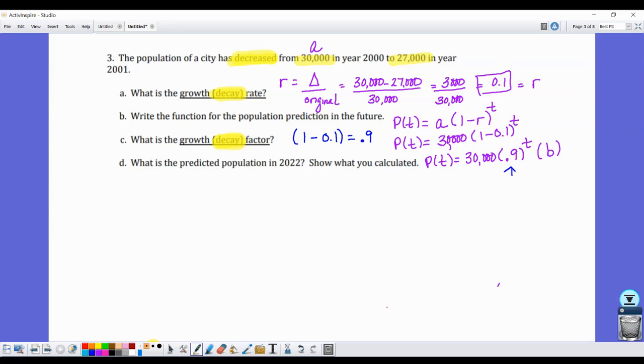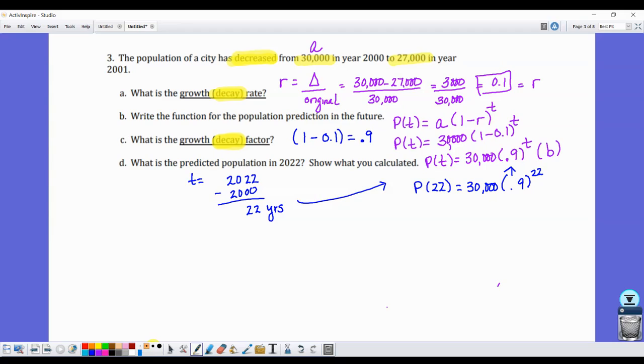The next thing we're asked to do is calculate what's the predicted population in 2022. So we need to know what is the time. In this case, we want to know the time in 2022 when we actually started in 2000. And we see that that's going to be 22 years. So let's go over and use our function. The population in 22 years is going to be 30,000 times 0.9 raised to the 22.